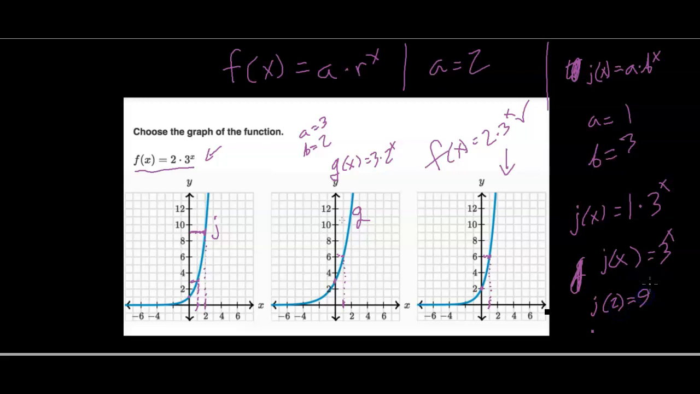Well, if we plug in x equals 2 to our formula for j, do we get positive 9? If j of x is 3 to the x power, j of 2 should be 3 to the second power, 3 squared, which is positive 9. So we can say that this first graph is simply 3 to the x power.